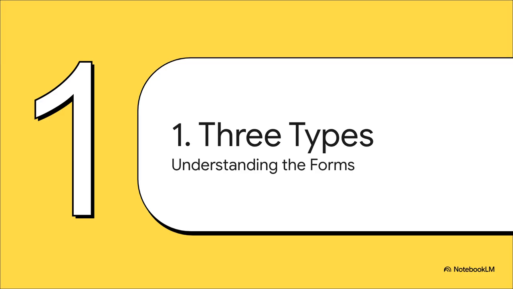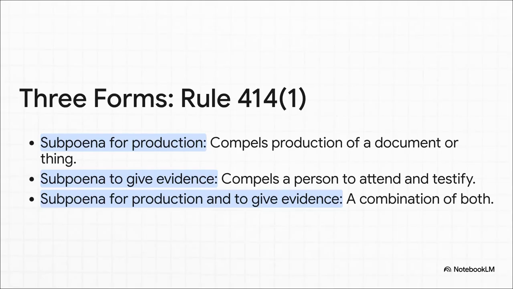First up, let's get the language right. You can't just ask for a subpoena. You need to know which of the 3 types you're actually after. So, Rule 414, subsection 1 keeps it pretty simple. It lays out 3 distinct forms.